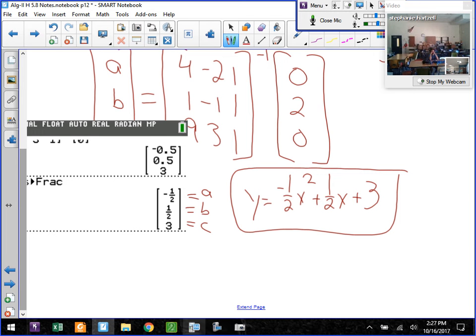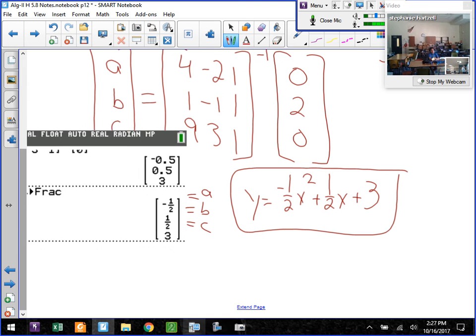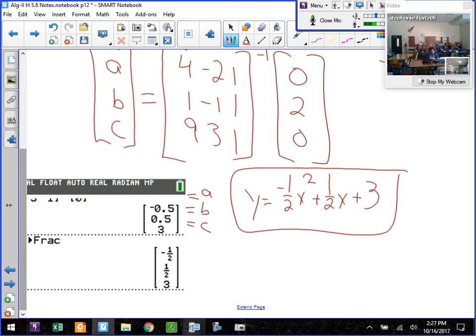Yes, ma'am? I have a question. Why did the A go with 4, negative 1, B go with 1, negative 1, and C go with 9? It goes sequential. Because what happens with matrices is, if we actually still did the whole matrix unit, what this calculation is doing as it multiplies through is figuring out what the identity matrix is going to be for that.